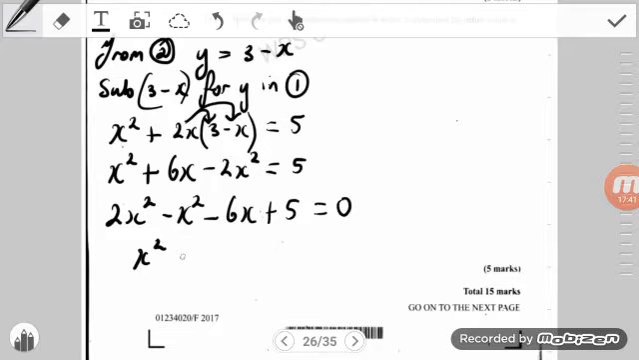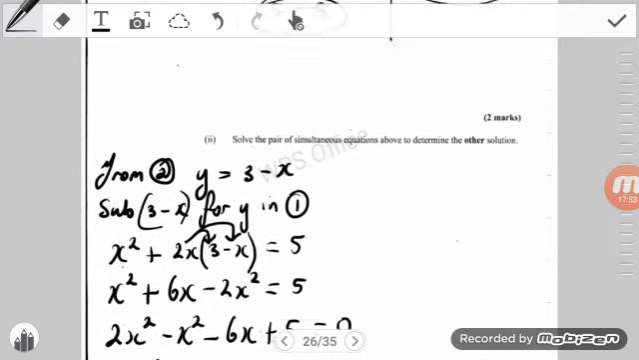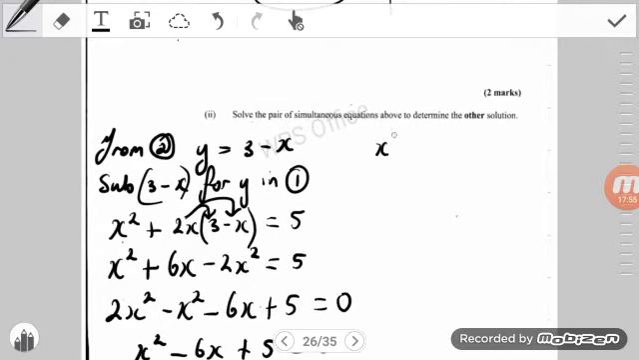We're going to have minus 6x plus 5, and that's equal to 0. Alright, so we end up with a quadratic equation. Let's solve this by using the AC method. So we're going to have x squared minus 6x plus 5.